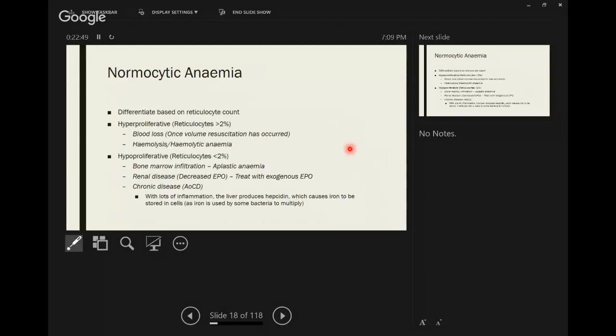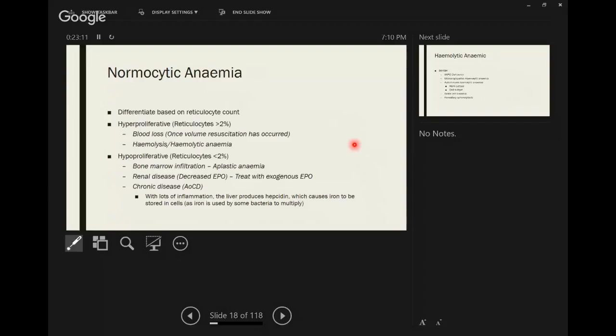Normocytic anemia, you differentiate based on a reticulocyte count. Oh, if there are any questions at any stage, just put your hands up or shout out, because I'm going to try and go quickly so we're not here too long. So yeah, just ask. Normocytic anemia, we differentiate on reticulocyte count, so it can be hyper or hypoproliferative.